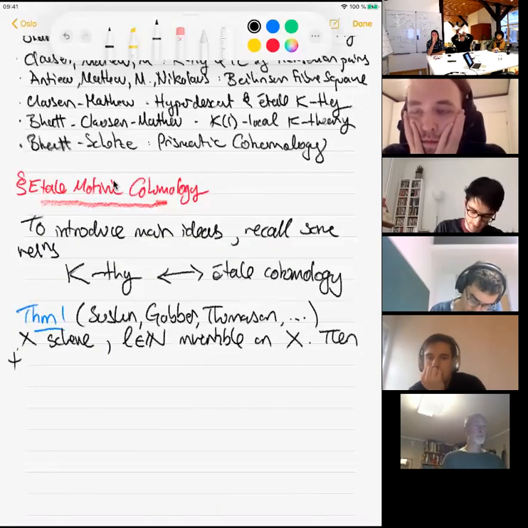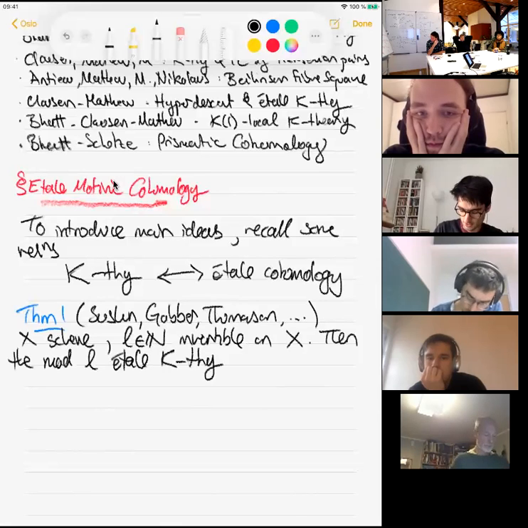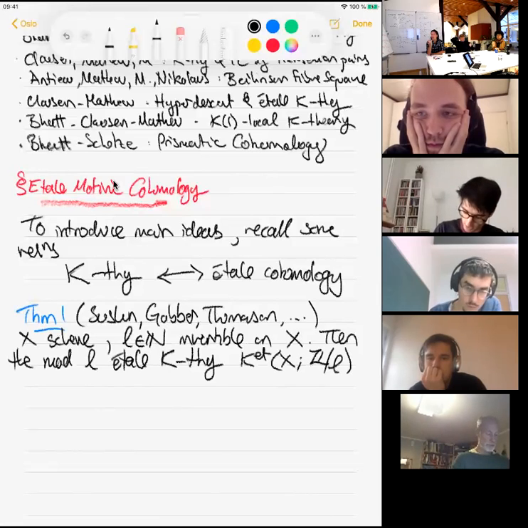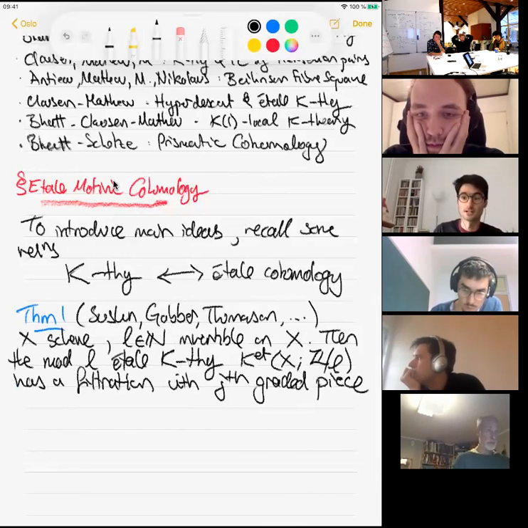then mod L étale K-theory, which I'll say something more about in a moment, but just to set up the notation. This will be the mod L étale K-theory. This has a filtration which we understand pretty well. It's a filtration with jth graded piece just given by the étale cohomology of X.